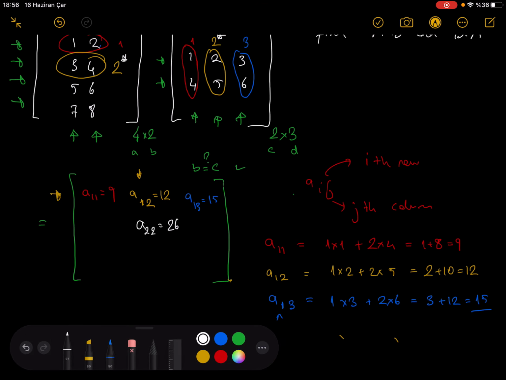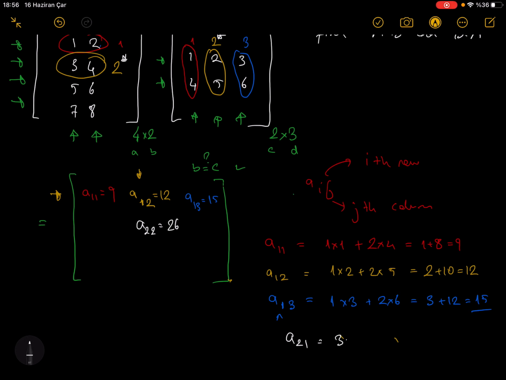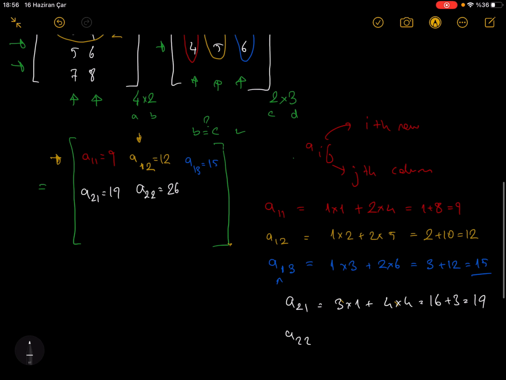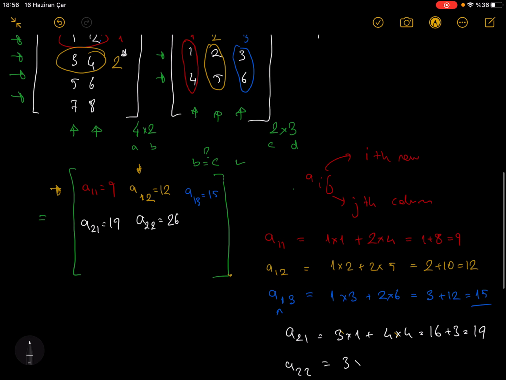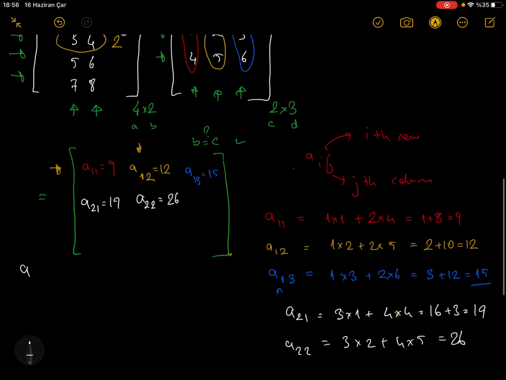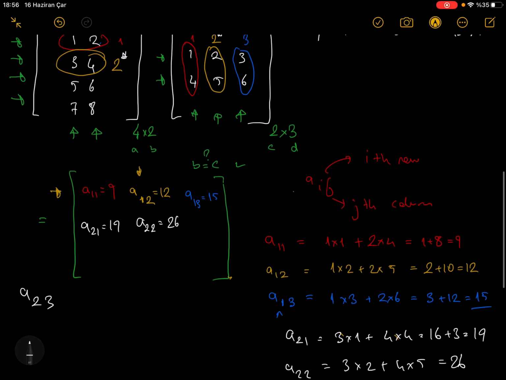And for A21, this is 3 times 1 plus 4 times 4, which is 3 plus 16. This is 19. Okay, A21 is 19. And A22, just to be sure, I am going to make the same calculation in a quick way. Yes, this is 26. I am writing A23 because I am still in the second row, and this is the third column. 3 times 3 plus 4 times 6 equal to 9 plus 24, which is 33.